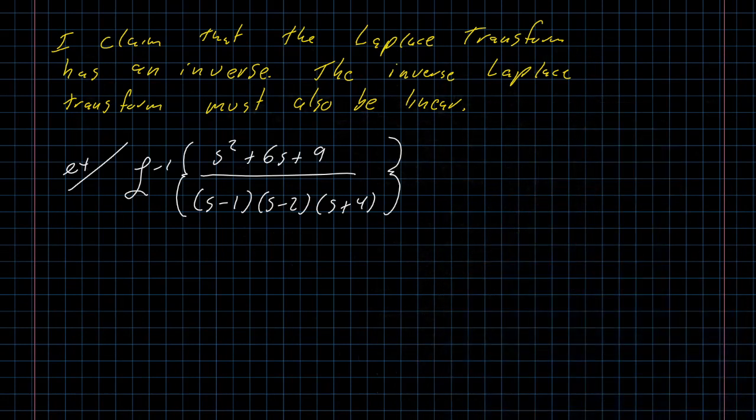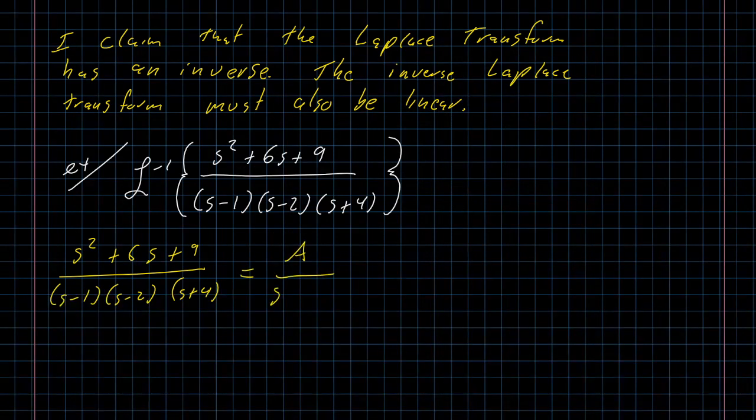So (s squared plus 6s plus 9) all over (s minus 1)(s minus 2)(s plus 4) must be equal to A over s minus 1 plus B over s minus 2 plus C over s plus 4.